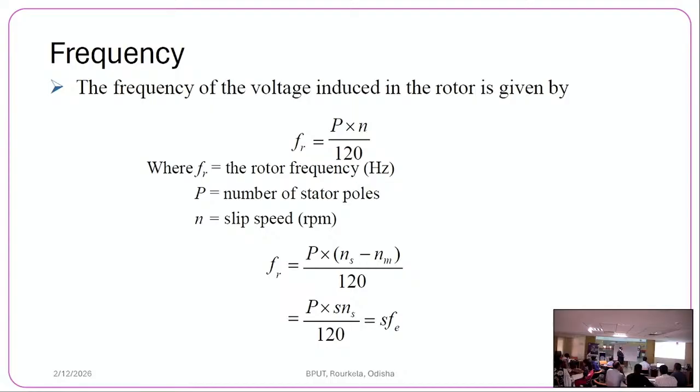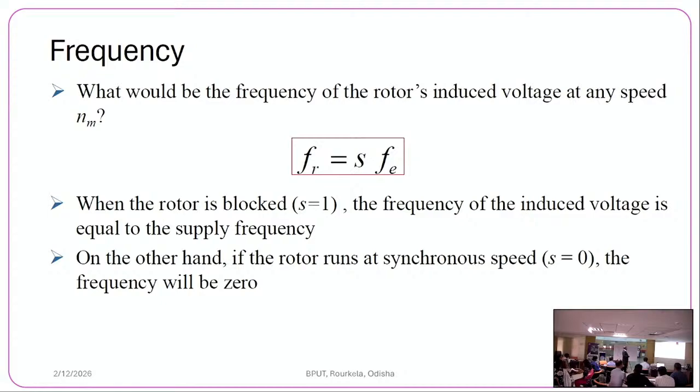So these are simple things which we have discussed. You understand, anything new here? N is the slip speed and Fr is the rotor frequency in hertz. What would be the frequency of the rotor at any speed? That we have discussed. Sf is the frequency, and the magnitude of the EMF is s times the value at standstill condition.